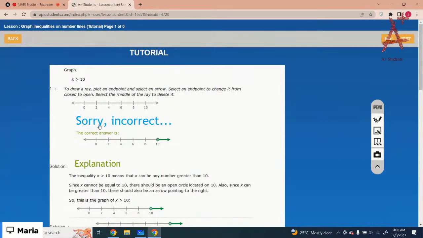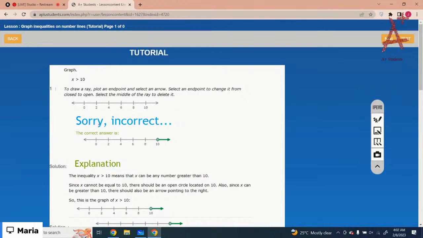Okay, the first one is x is greater than 10. You have to graph the inequality. Got it? So x is greater than 10. You have to draw an array, plot an endpoint on it, and select an array. Select an endpoint to change it from close to open. Select the middle of the array to delete it. So basically x is greater than 10.